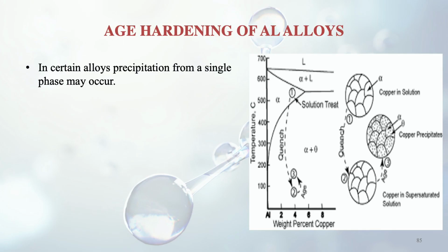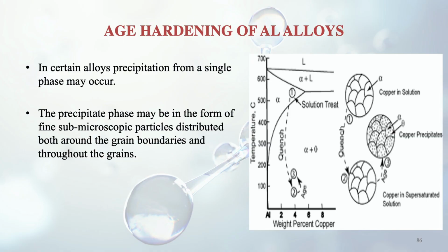Now we discuss a very important thing in case of the aluminium alloys, which is the age hardening. So what is this? In certain alloys, precipitation from a single phase may occur. There may not be 2 or 3 phases, only a single phase. So this precipitate phase may be in the form of fine submicroscopic particles, which are distributed both around the grain boundaries and throughout the grains. Like when you see a microstructure of a certain material, there are grains and then there are grain boundaries. So around these the precipitate phase is there.